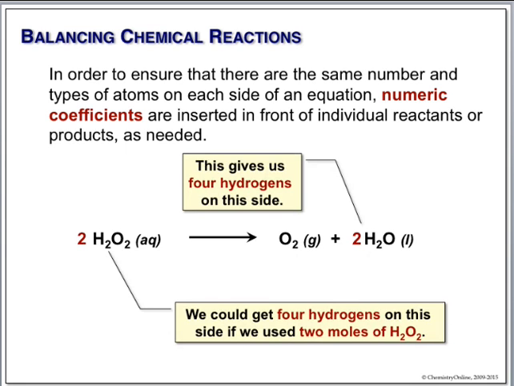Now let's do some bookkeeping here. 4 hydrogens and 4 oxygens. 4 hydrogens and 1, 2, 3, 4 oxygens. This equation is now balanced.